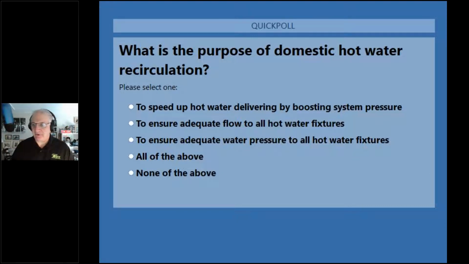To ensure adequate water pressure to all fixtures, good on you. Nobody picked that one. It was nip and tuck there for a while. We had 38% of you picking all of the above, but 43% of you picked none of the above. So that's terrific. I appreciate that. That's good work on your part. But let's explain why it is none of the above and why sizing is so important. Excellent. Good work, folks.